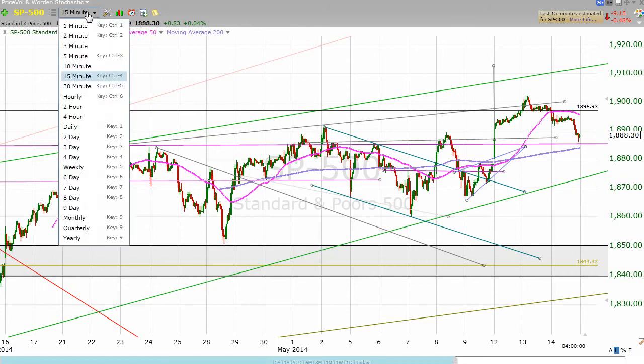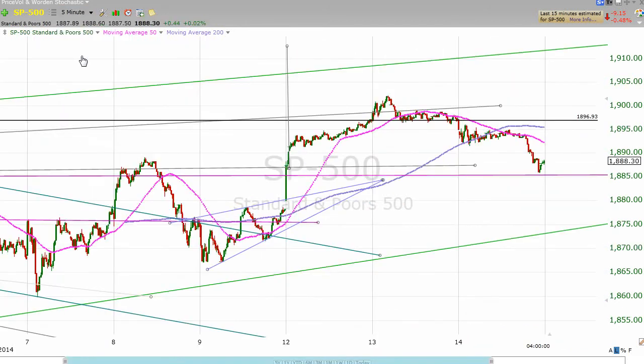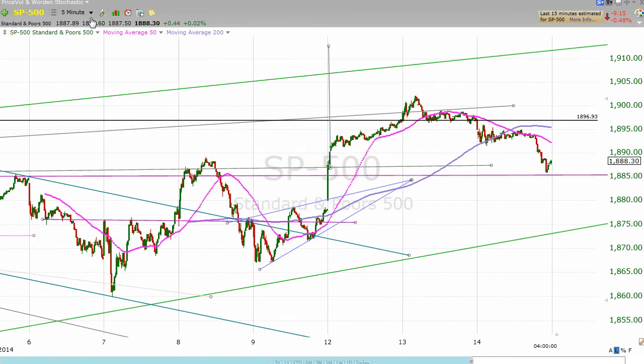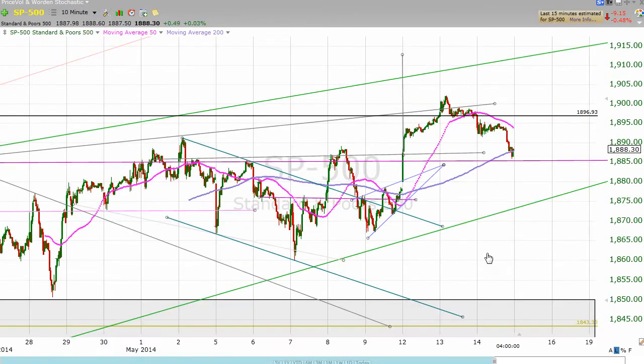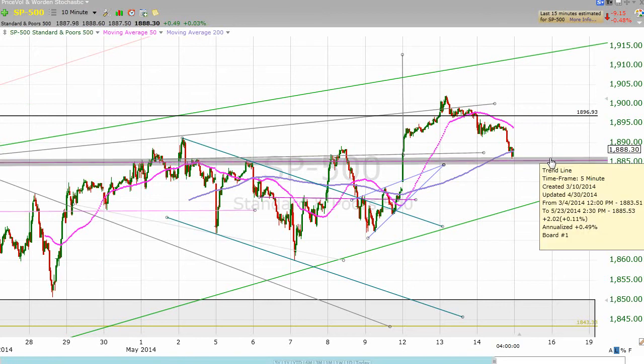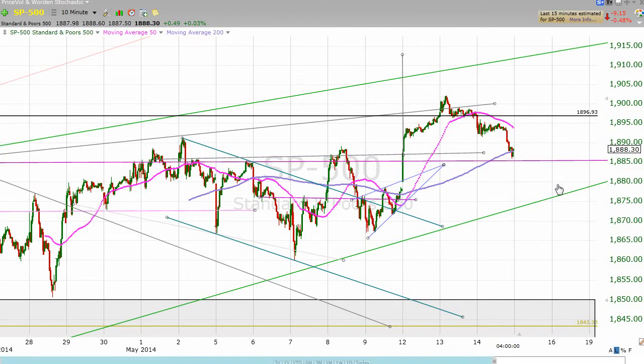Interesting to note, if we look at where we had our trend lines drawn on today's chart, let me go to a 10-minute chart. There we go. We bounced right at our sort of average support line that used to be resistance. And that's at about, currently I think it's about 1885. So kind of interesting to note that that is where we at least found something of an initial bounce near the end of the day today.